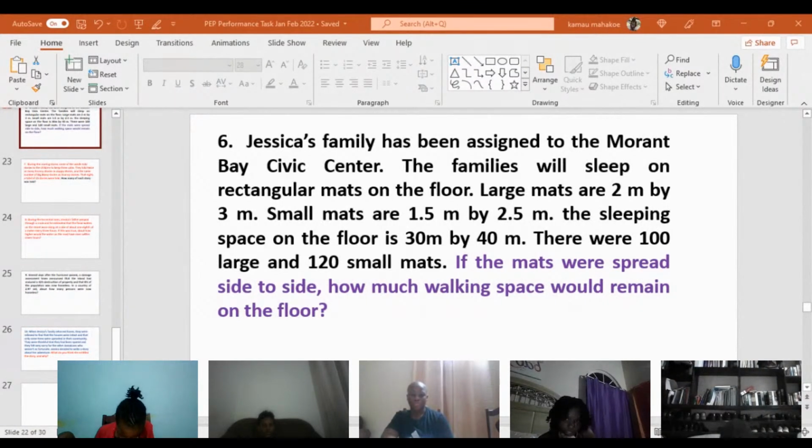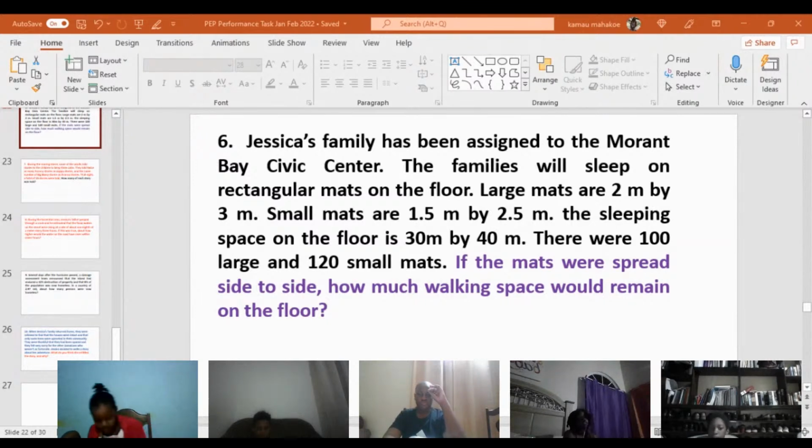Okay. So you'd add the 600 meters squared plus the 450 meters squared, and that gives you 1,050 meters squared. And then 30 times 40 gives you 1,200 meters squared. You take 1,050 meters squared from 1,200 meters squared, and that gives you 150 meters squared. Okay. Yes, so that's what I got. Madison also got 150 meters squared. Is that the same method you used, Madison?